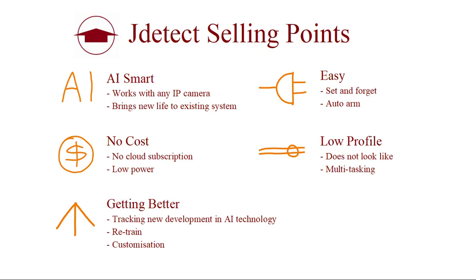Okay, I hope you get the idea of Jdetect so far. The benefit of Jdetect system can be summarized in 5 key selling points. First, Jdetect adds AI to security system, works with any IP cameras, and brings new life to existing investment. Second, Jdetect does it with no ongoing cost, no cloud subscription, and Jdetect has very low power consumption, low heat, and no noise. It is easy to use. After the initial configuration, it is basically set and forget. As long as it's plugged in, it will work and it will auto-arm and disarm.